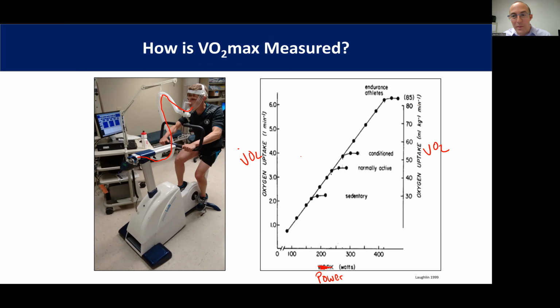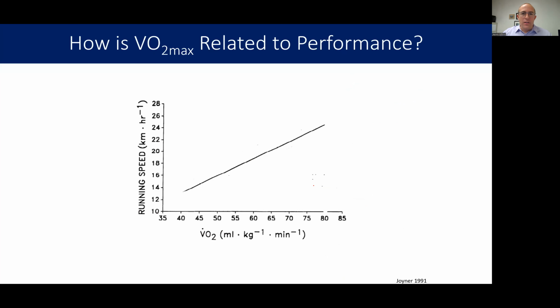So if they're consuming, let's go with these elite athletes, 85 milliliters of oxygen per kilogram of body mass per minute, that means they can recycle a whole lot of ATP aerobically every minute. Whereas this sedentary person can't do nearly as much ATP recycling aerobically, so their exercise is going to be less sustainable. So how does VO2 relate to performance?